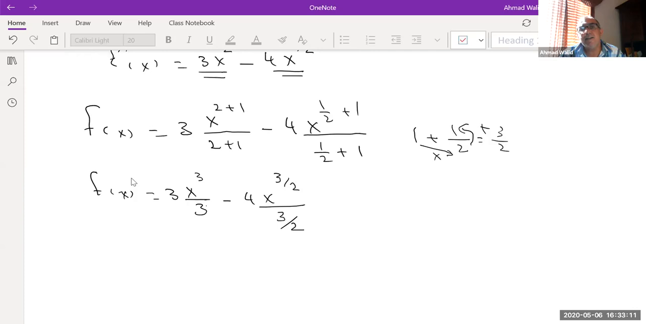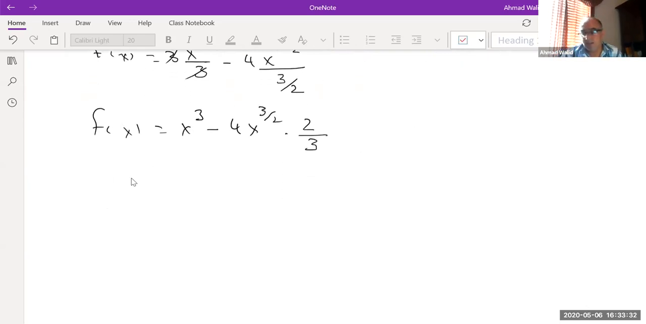Let's simplify. Here 3 cancels out with 3. Then f of x equals x cubed minus 4x to the power of 3/2 times 2 over 3. Agree? I simplified this fraction. Then f of x equals x cubed minus, what is 2 times 4? 8 over 3 x to the power of 3/2.